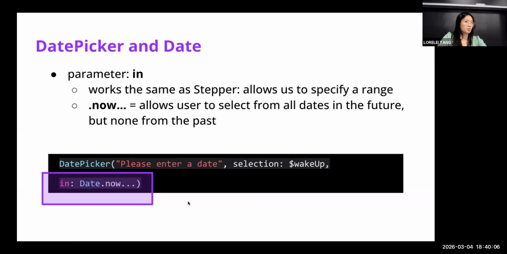And then we also have another parameter called in, which works the same as it does for stepper, and allows us to specify the range in which users can select dates. And the keyword that we're going to be using for our project today, but it changes depending on what range you want, is going to be .now. What this basically allows us to do is let the user select any date from now up until any date into the future, but none from the past. It's similar to the 4 through 12 range, except this one doesn't have an end bound, so you can choose basically any date infinitely into the future.